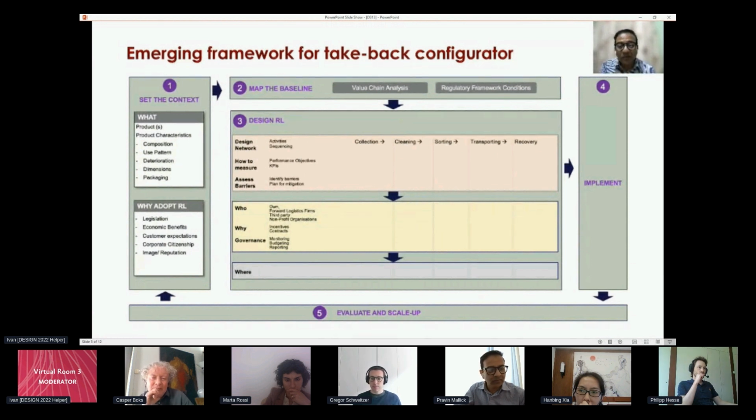In step two, we understand what the current value chain looks like. Where does the material currently go? And who are the stakeholders associated? What is the financial aspect in the current value chain? We then go to step three to design the channel in terms of the activities, the key performance indicators, the stakeholders who will need to be involved, the locations where activities need to be carried out, etc.